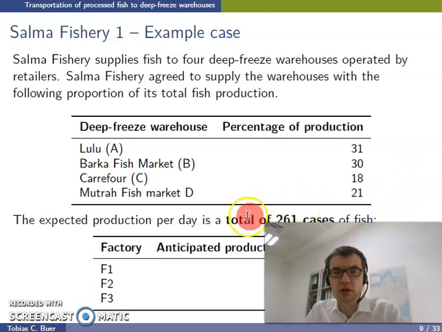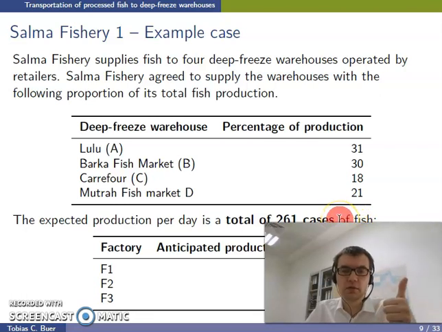We applied some kind of forecasting model based on historical data, and we expect that Selma Fishery will produce around 261 cases of fish in one day. And this is our production for a single day. This is our total production, and the production happens in 3 different factories with 45 cases in Factory 1, 121 cases in Factory 2 and 95 cases in Factory 3.